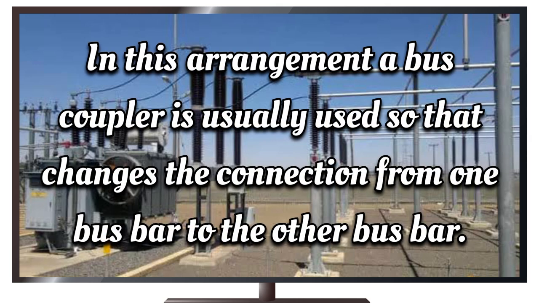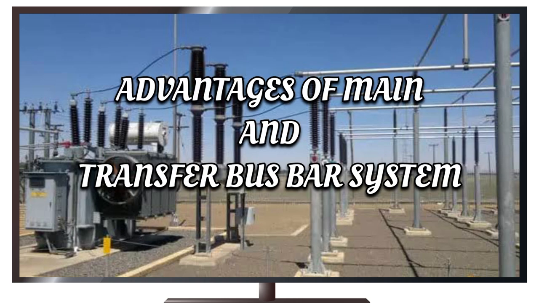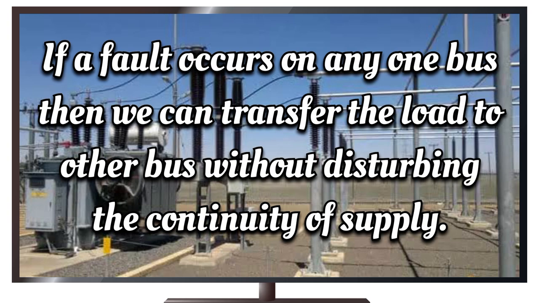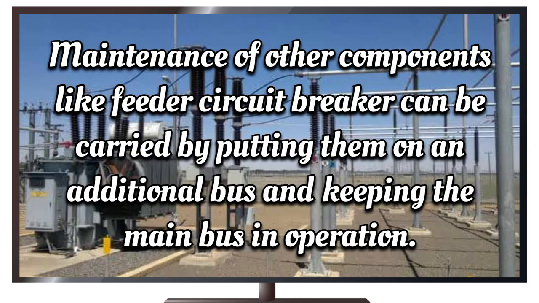In this arrangement, a bus coupler is usually used so that it changes the connection from one bus bar to the other bus bar. Advantages of main and transfer bus bar system. If a fault occurs on any one bus, then we can transfer the load to the other bus without disturbing the continuity of supply. Maintenance of other components like the feeder circuit breaker can be carried out by putting them on an additional bus and keeping the main bus in operation.